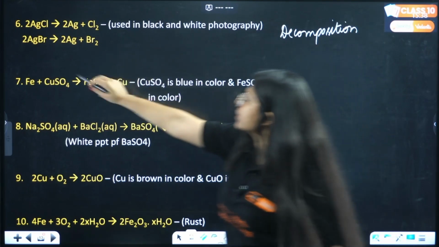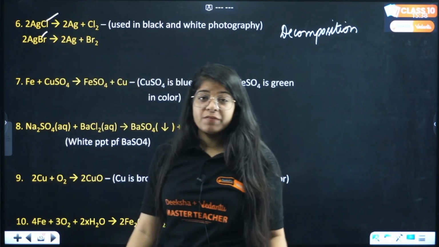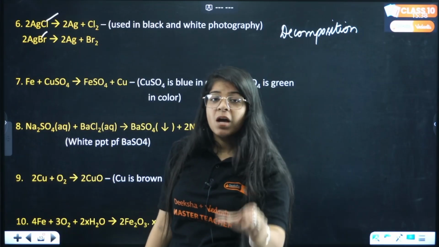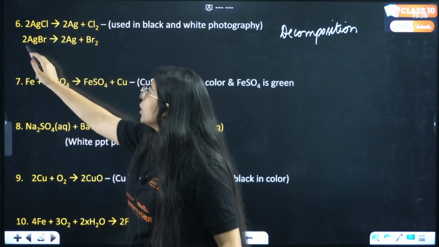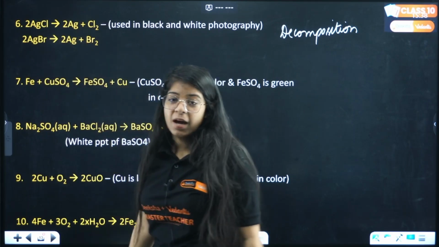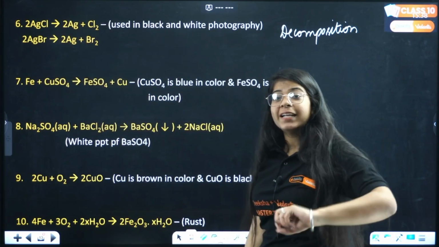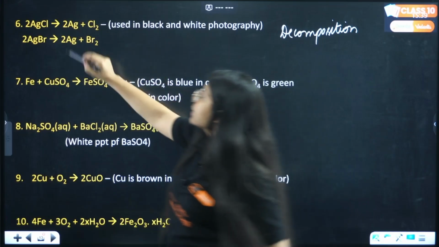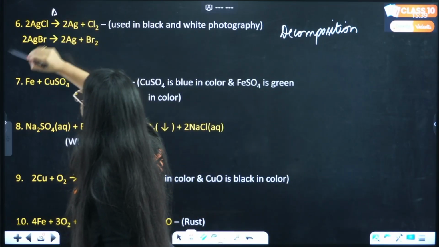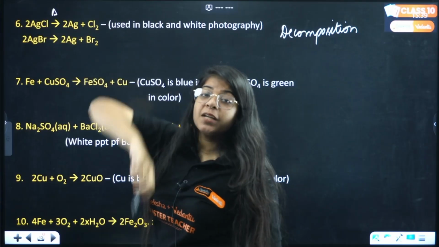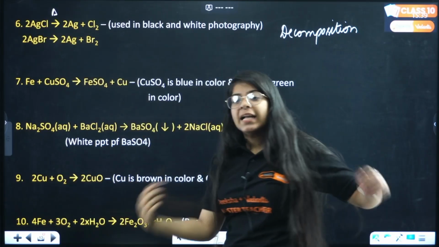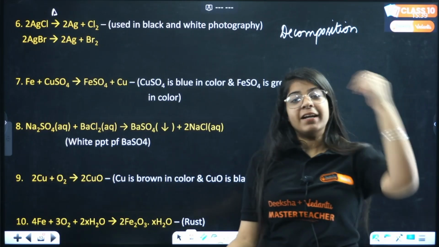Next we have, this is the same, Cl and Br are of the same family, that means of the same column of the periodic table. So they show almost the same properties. 2AgBr, again 2Ag plus Br2. So they are used in black and white photography because this happens due to sunlight. This is the symbol of heat or sunlight. So when you keep AgCl in sunlight, it breaks into Ag and Cl2, and that is why these are used in black and white photography.